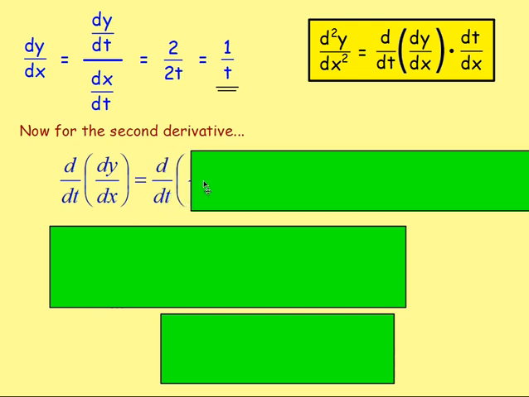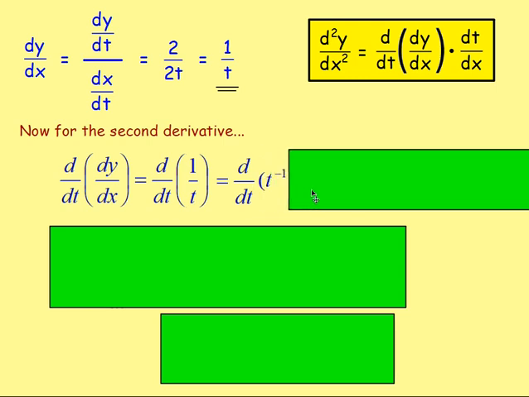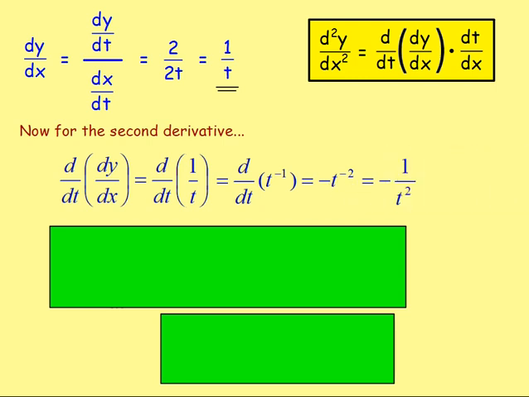Then, dy by dx is 1 over t. We can't differentiate if t is on the bottom of a fraction, so we need to rewrite that. Nathan, tell us what that would be. Good, t to the minus 1, so we're differentiating t to the minus 1. To differentiate t to the minus 1, you bring the power down, you take 1 off, so it would give us negative t to the power of negative 2. If we rewrite that with a positive index, we would have negative 1 over t squared. So we have found this bit. We've differentiated dy by dx with respect to t.